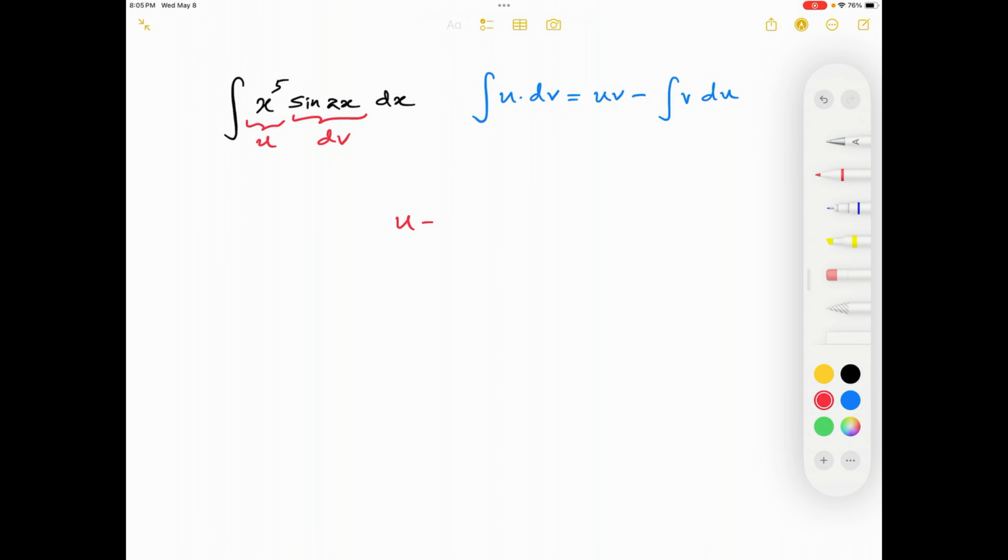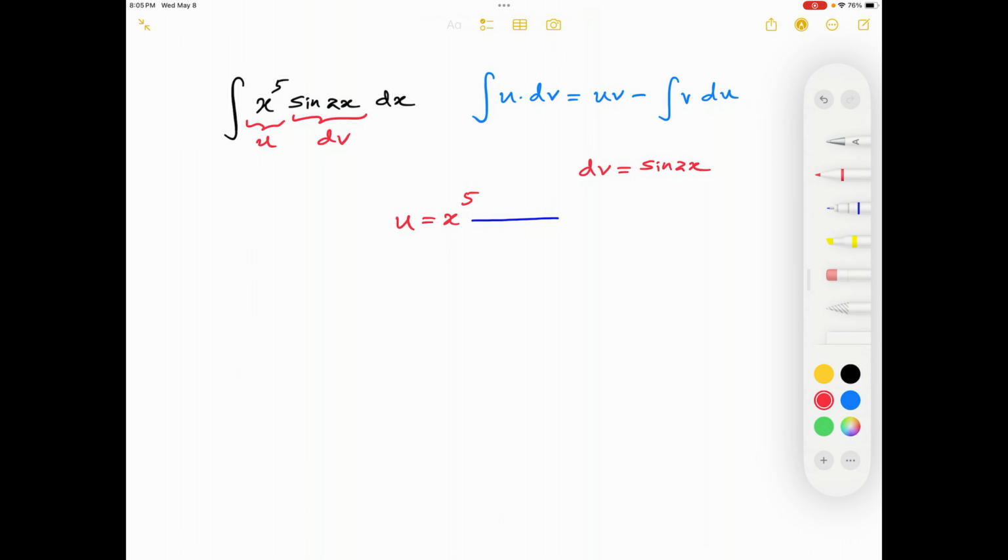u is equal to x raised to the fifth power. And then I need to write down dv. However, dv isn't written at the same level as u; in fact, dv is written a line above. dv is equal to sine 2x. And then I need v.